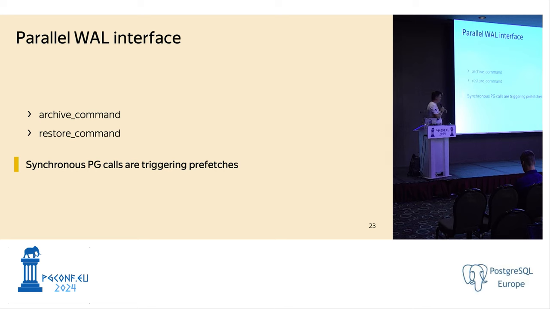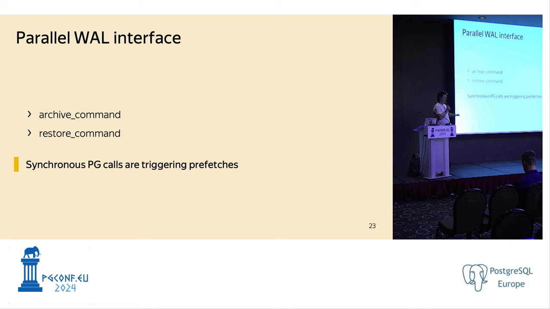Postgres has a synchronous interface to archive changes. When Postgres has written the next WAL file of 16 megabytes, or some folks set it to 64 megabytes, it calls your archive command. When the standby needs the next 16 megabytes, it calls restore command. In both cases, WAL-G will try to parallelize it. If Postgres has finished WAL number 10, WAL-G will check if you have WAL number 11, 12, 13, 14, etc. We are trying to archive them in parallel. Next time Postgres asks to archive file 11, if we have enough prefetch archived, we will just answer, okay, it's already archived.